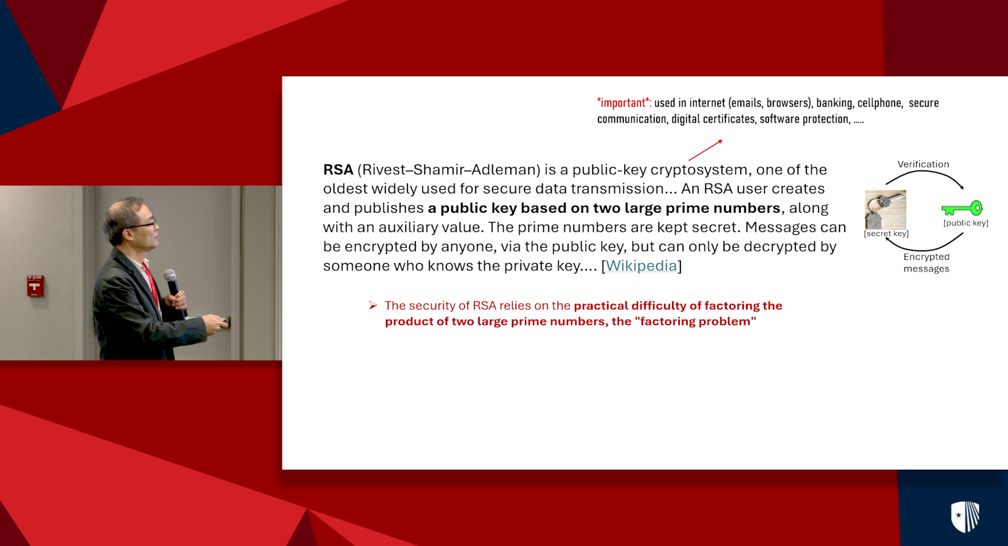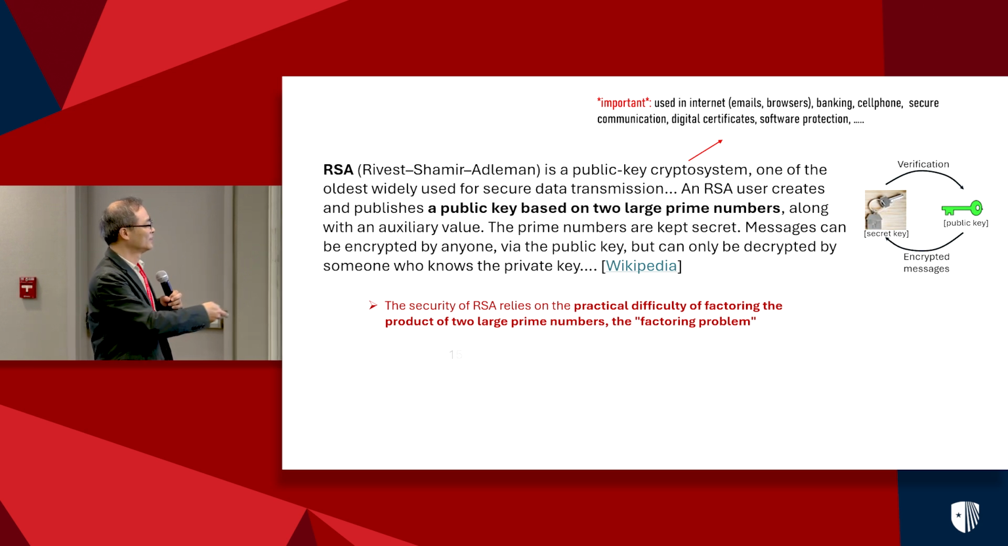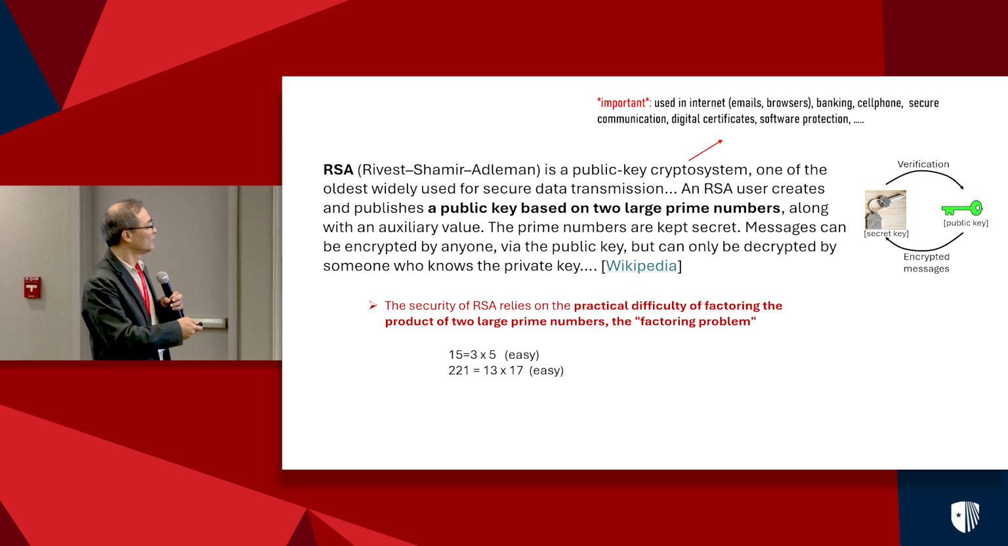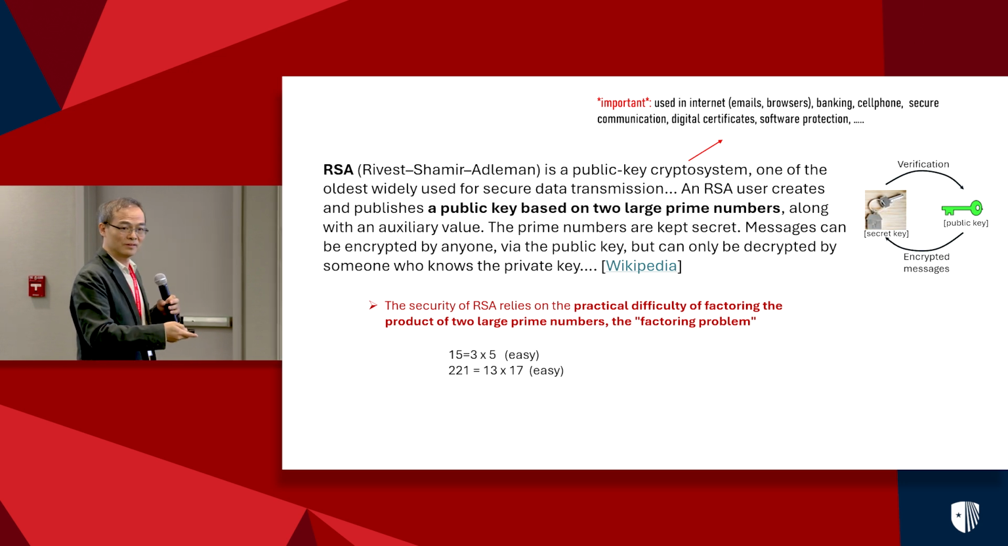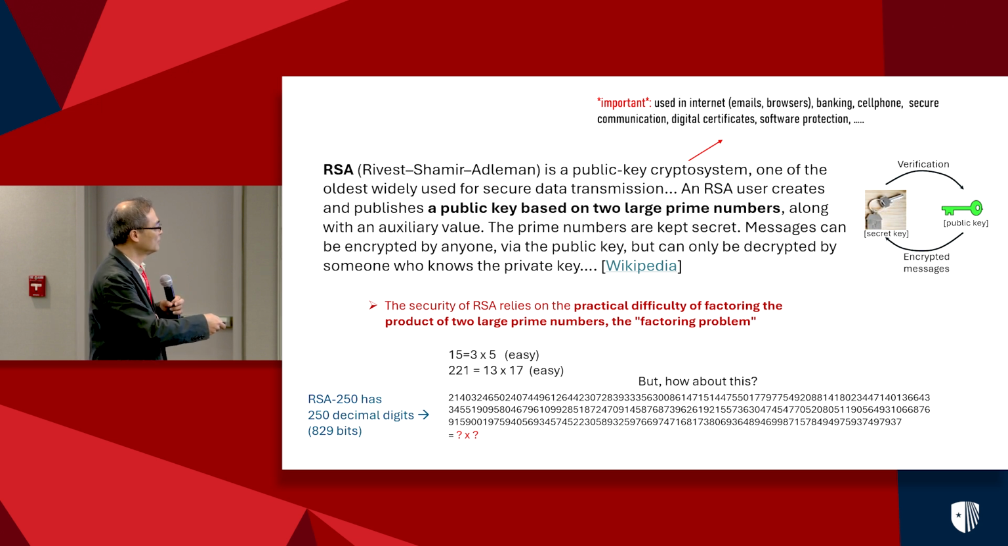This security relies on the fact that factoring a number is very difficult, even though it's composed of two large prime numbers. So this is the factoring problem. Who knows how to factorize this number? 15, 3 times 5. Easy, right? Okay, a slightly larger number, 221, 13 times 17. Right, still easy, and you can solve it by your computer. Oh, how about this one? This is a really large number. If I tell you it's actually composed of the product of two prime numbers, it's still challenging to solve. This is called RSA 250, which has 250 decimal digits, or 829 bits.